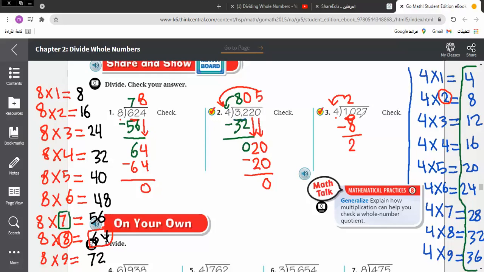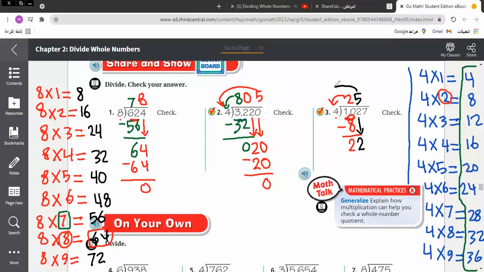What is the next digit to bring down? Yes. Bring 2 down. Now we have 22. We need to divide 22 again by 4. 22 divided by 4 is what number? How can we get 22? Is there any 22 here? No. So what number should we choose? 20. So how can we get 20? 4 times what number? 5, right? 5 on the top.